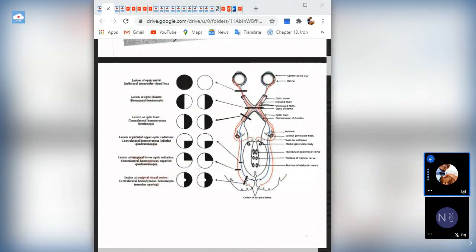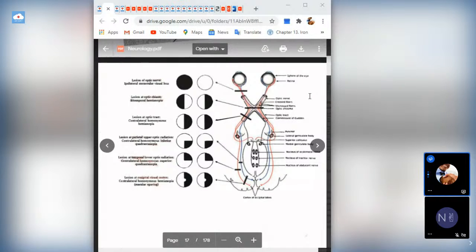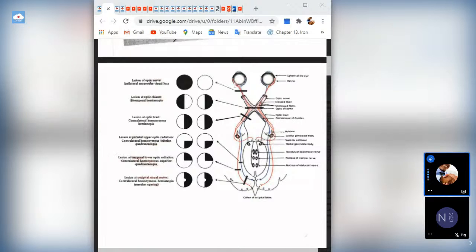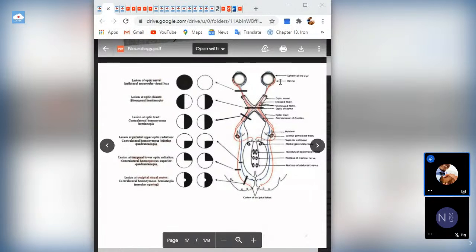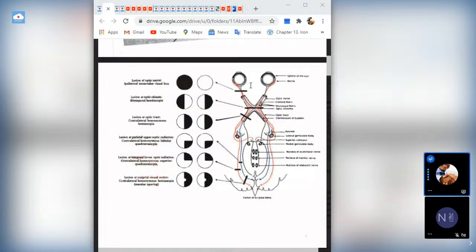So a lesion in any of these parts of the pathway will give you different symptoms. If you have a lesion on the retina, you expect blindness on that side of the eye. If you have a lesion on the optic nerve, you expect blindness on that side of the eye, on the side of the lesion.